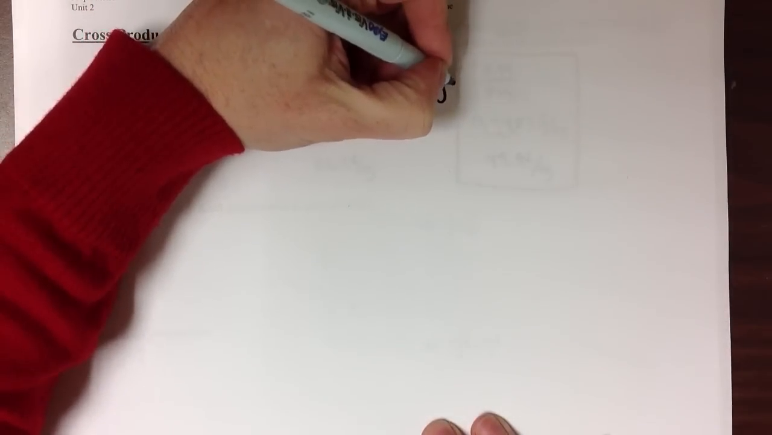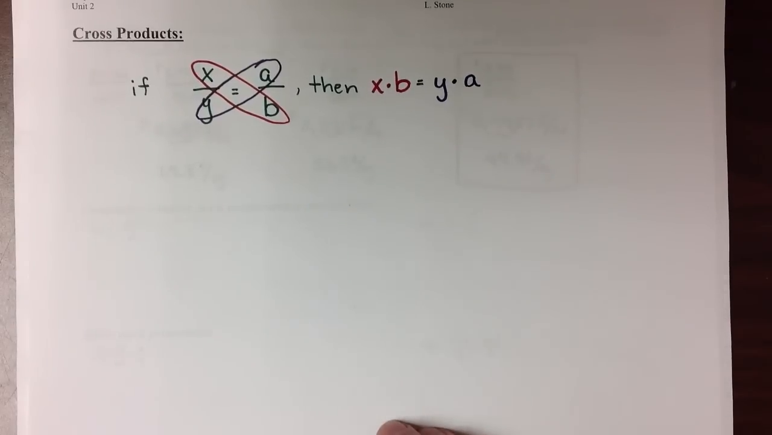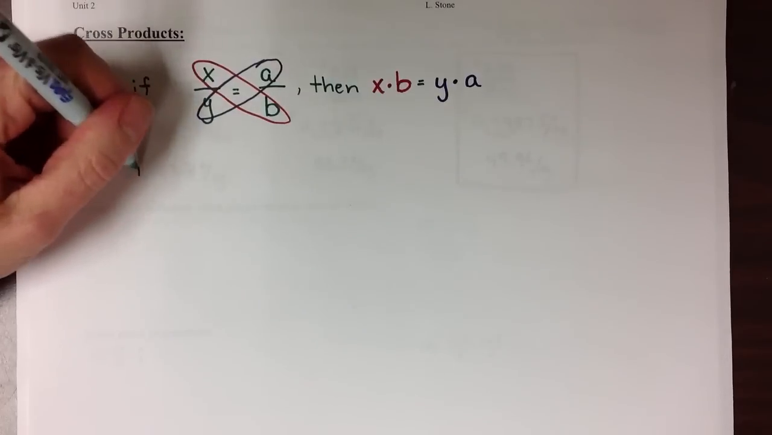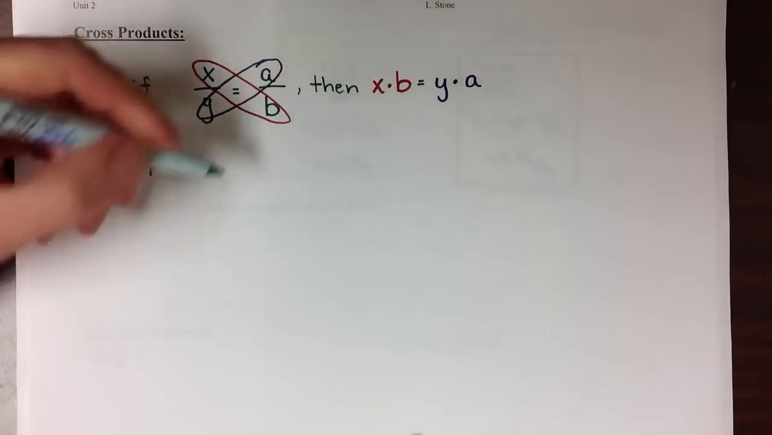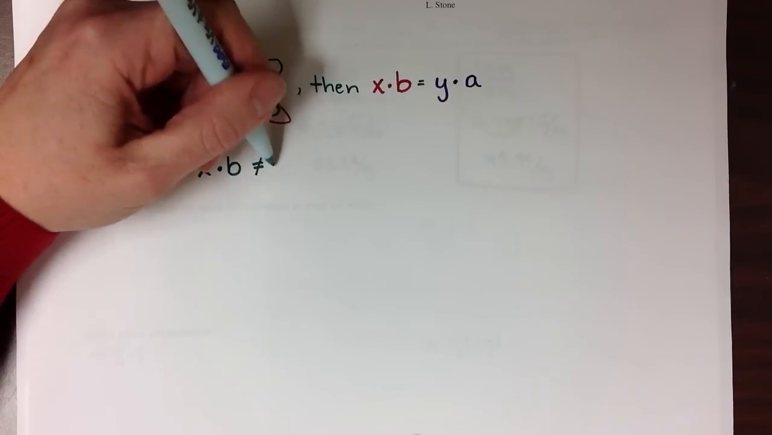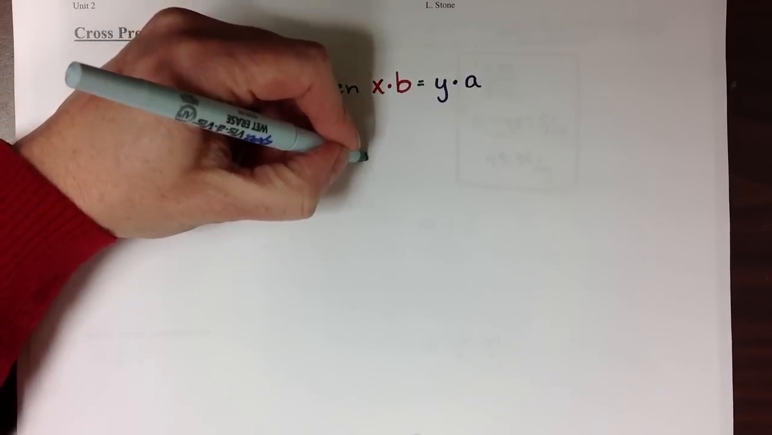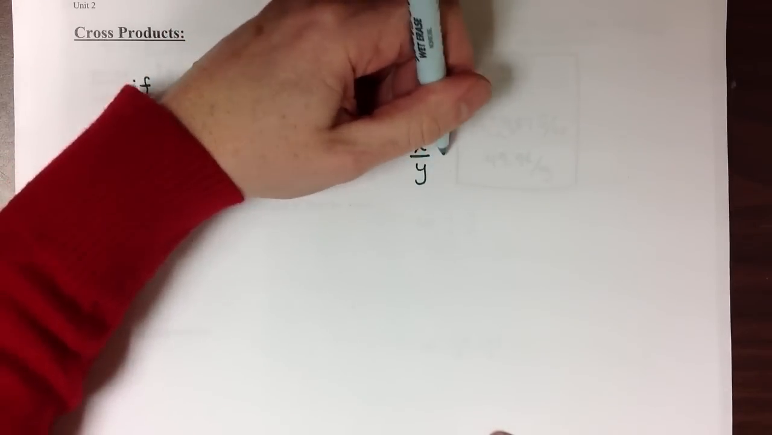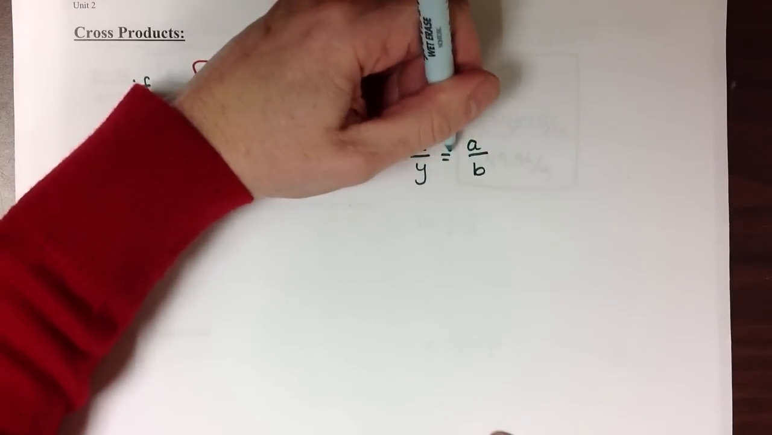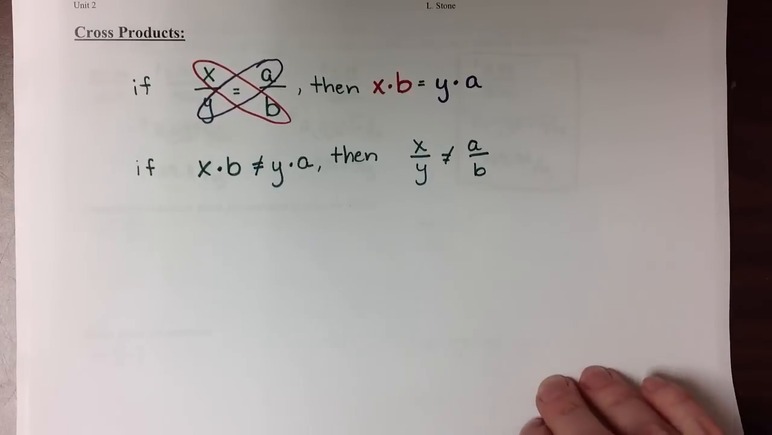Y times a. Okay. And then the inverse of this would be to say that if when you multiply these cross products, if x times b is not equal to y times a, then the ratios are not proportional. Then x over y is not equal to a over b. This is probably easier to understand in an application.